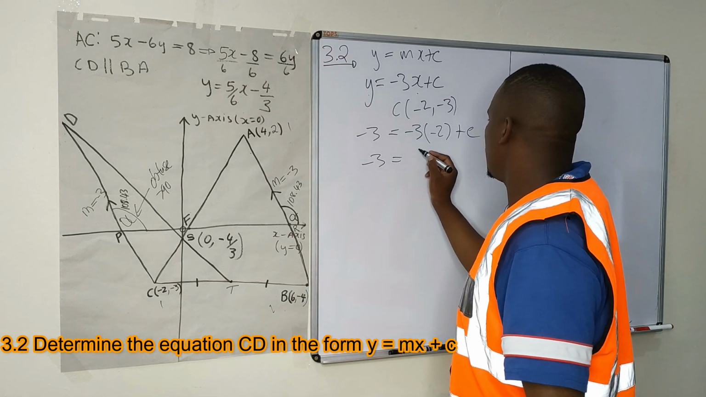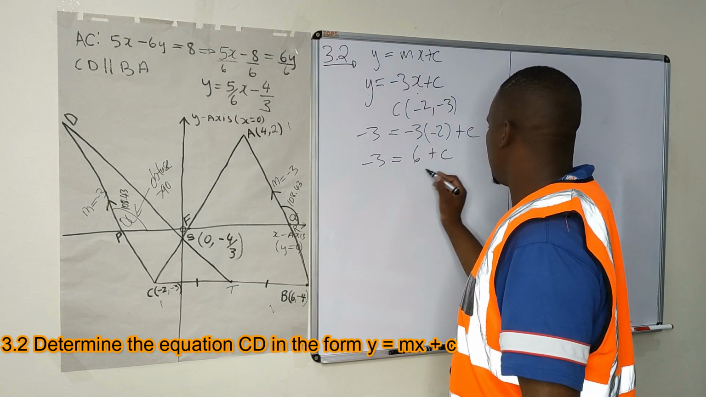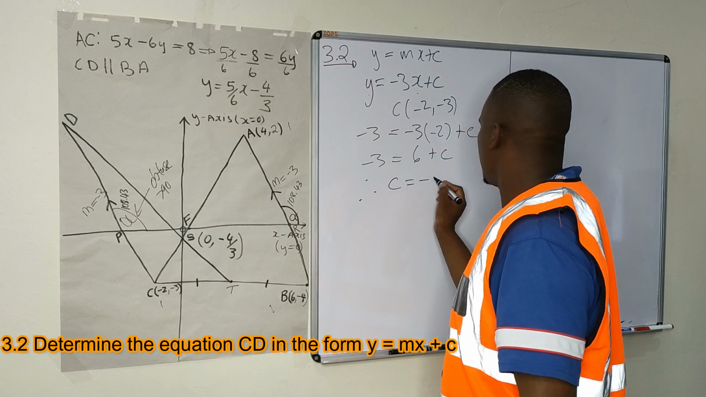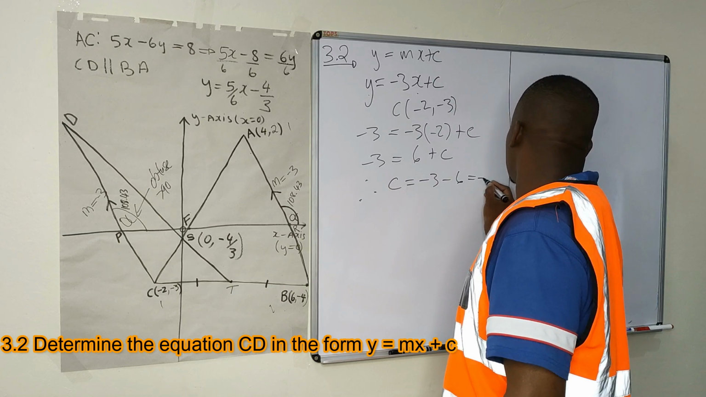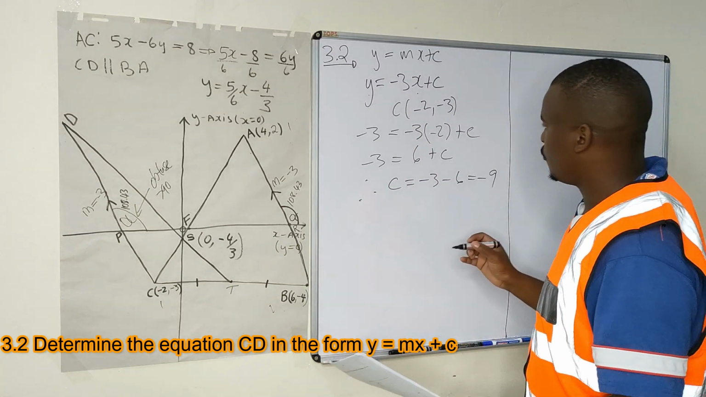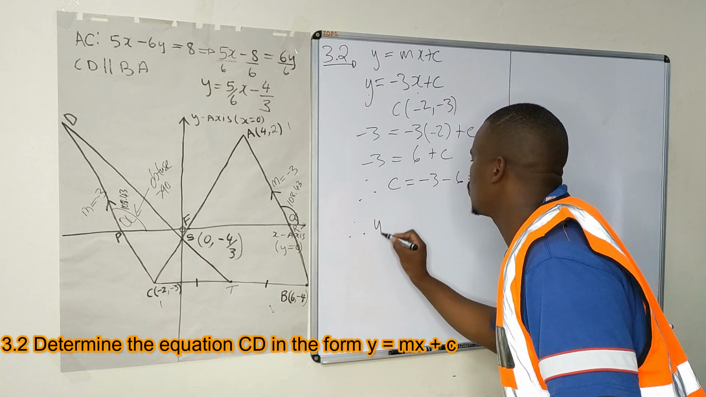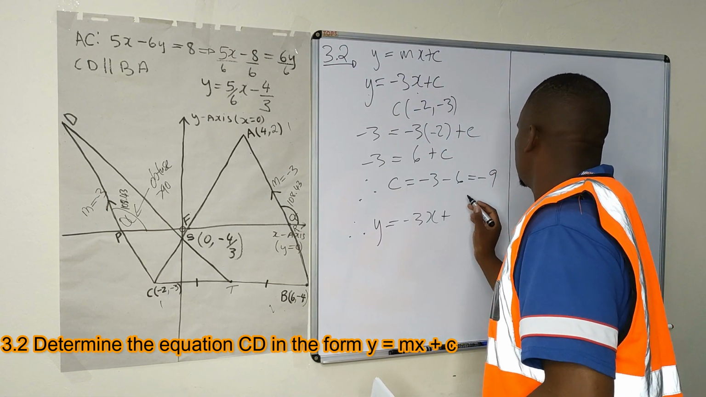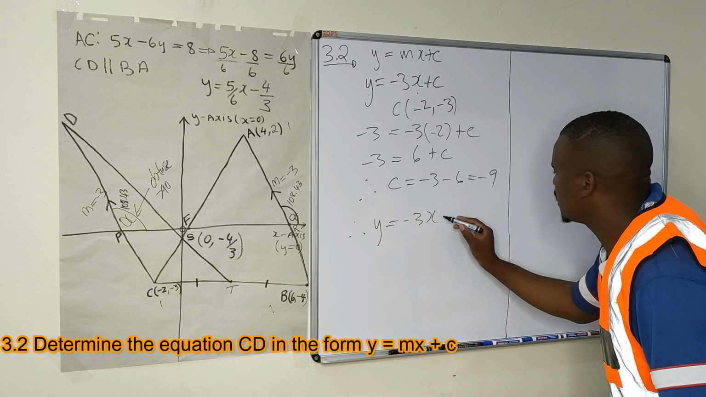This is positive 6 plus c. Therefore, transpose this to that side. c is equal to minus 3 minus 6, which is equal to minus 9. Therefore, your equation of a line is y is equal to m, which is minus 3, x plus c, which is equal to minus 9.